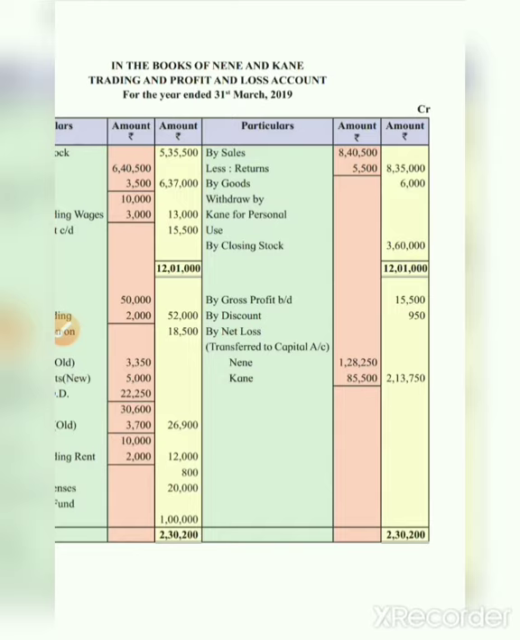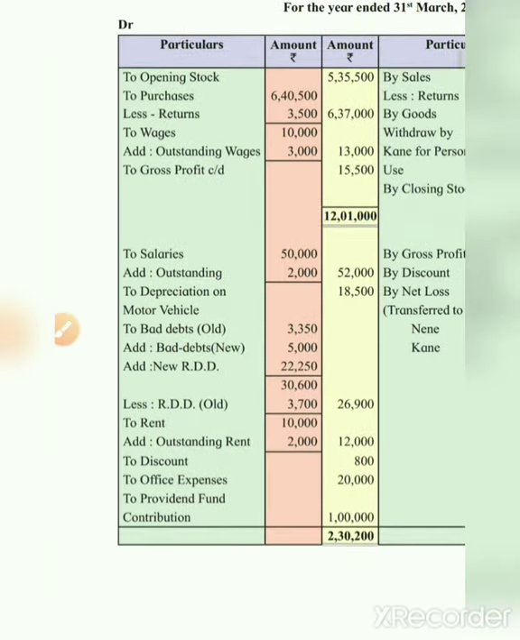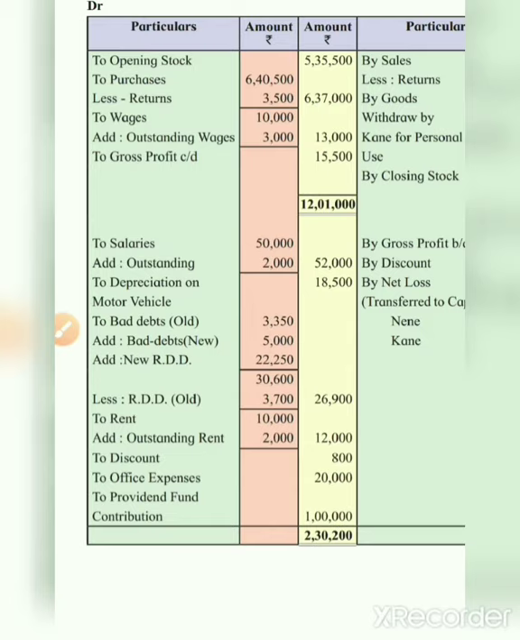Next, by goods withdrawn by Kane for personal use. This is what our last adjustment is, by rupees 6,000, and last, by closing stock rupees 3,60,000. Then see, on the debit side of profit and loss account, to salaries rupees 50,000 we have added the outstanding amount, to depreciation on motor vehicle, then to bad debts. See here, 3,350 is the amount of our old bad debts. Here we have added our new bad debts as per adjustment and new RDD as per adjustment.